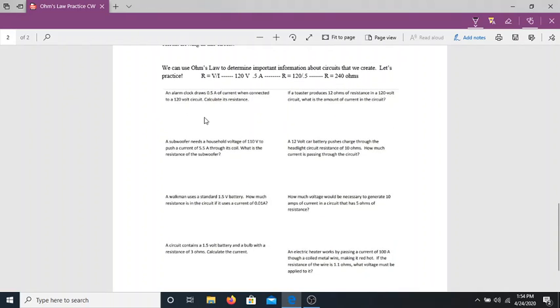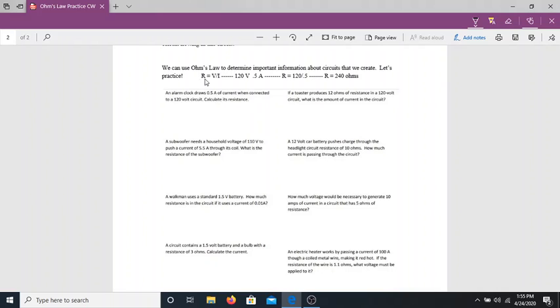But the first one starts with an alarm clock, and it's drawing a 1/2 amp of current, and it's connected to a 120 volt circuit. And just in case that 120 volts sounds like an interesting number, 120 volts is what your wall outlet produces. The normal wall outlet is going to produce 120 volts. So if you know those two things, I want you to calculate the resistance of that circuit. This might be useful in case you're designing an alarm clock similar to this first one. You want to make sure how much resistance you need to provide for it.